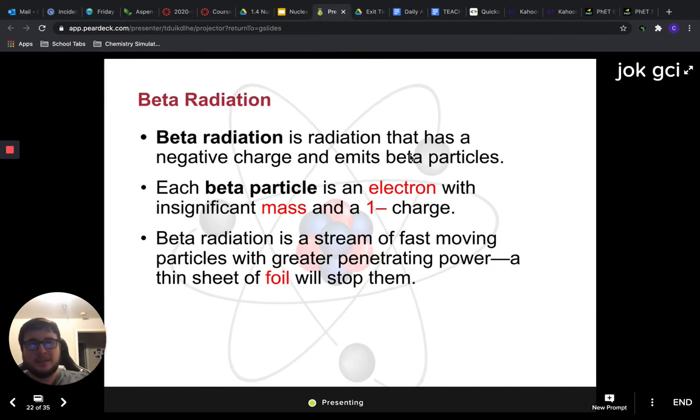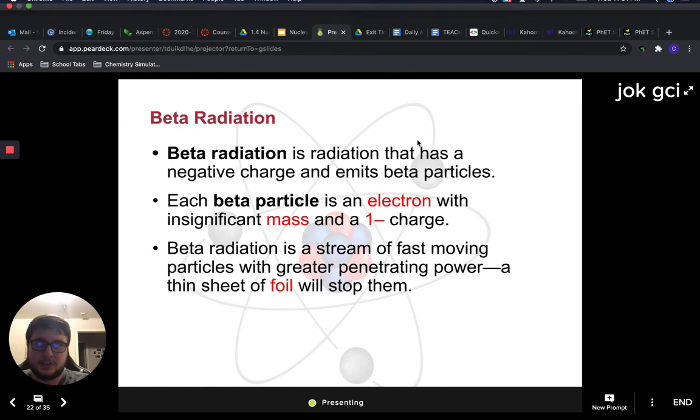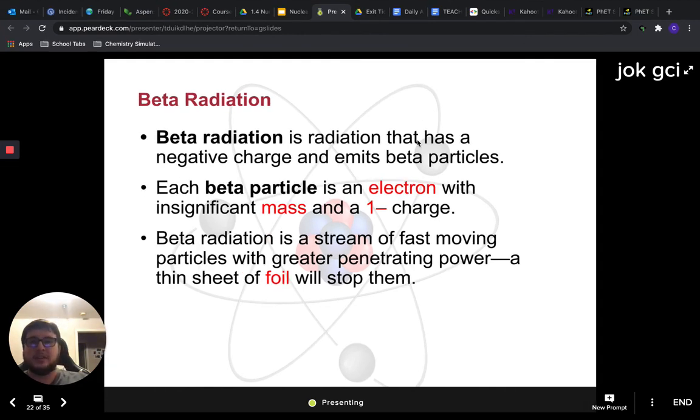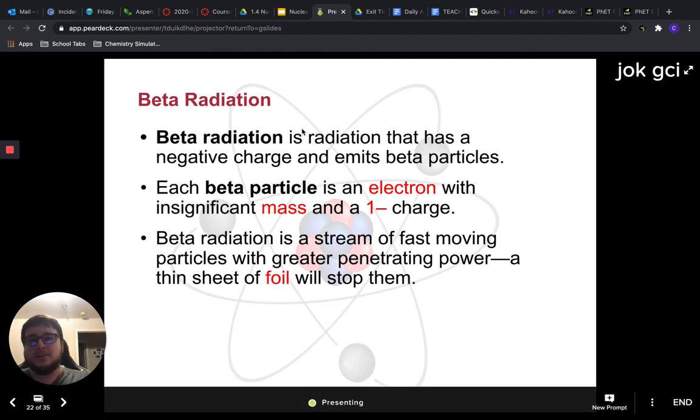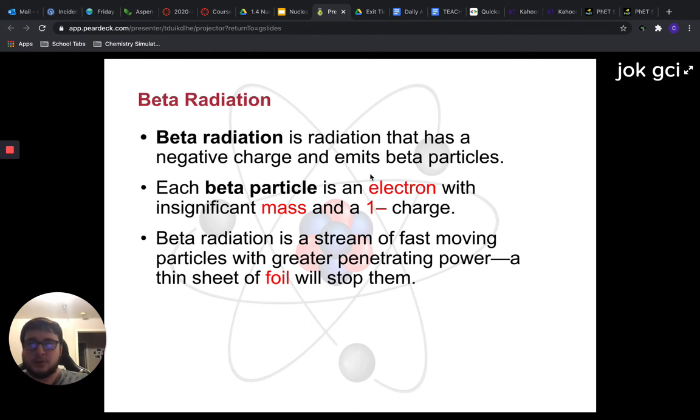Okay, the next type of radiation is beta radiation. Beta radiation is radiation that has a negative charge, and it emits what we call beta particles. All right, so alpha radiation had a positive charge. Beta radiation has a negative charge. And each beta particle is just an electron. And an electron, remember, has virtually 0 mass, and it has a 1- charge.